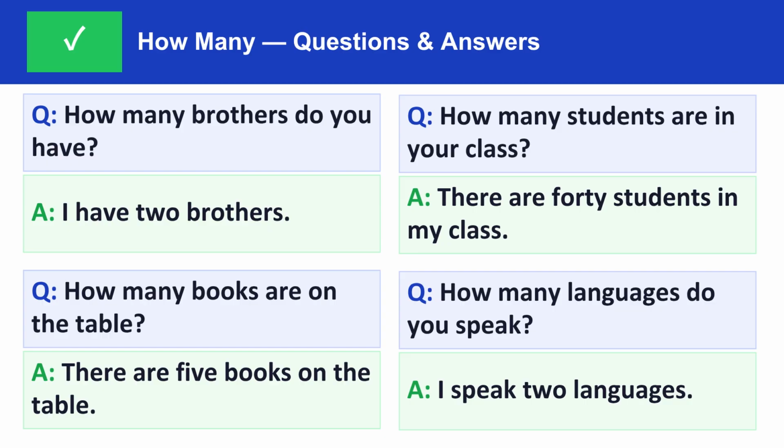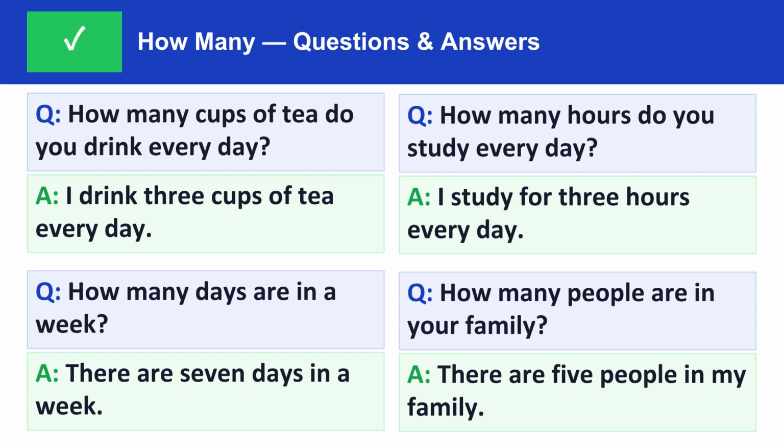Question, how many languages do you speak? Answer, I speak 2 languages. Question, how many cups of tea do you drink every day? Answer, I drink 3 cups of tea every day. Question, how many days are in a week? Answer, there are 7 days in a week.